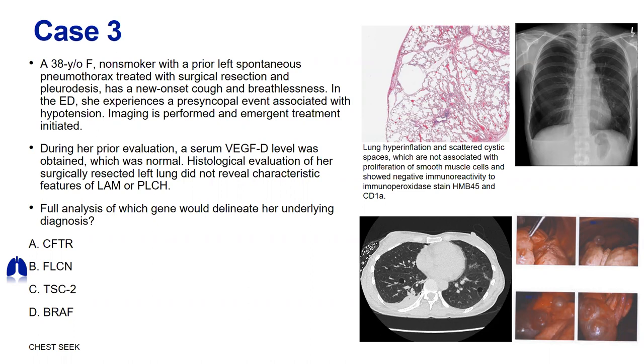So just to review, because we just went over BRAF, we know that would be PLCH. We know that TSC2 would be LAM. CFTR would be seen in cystic fibrosis. So FLCN codes for the folliculin gene. It's a tumor suppressor gene that is responsible for a mutation that causes Birt-Hogg-Dubé.